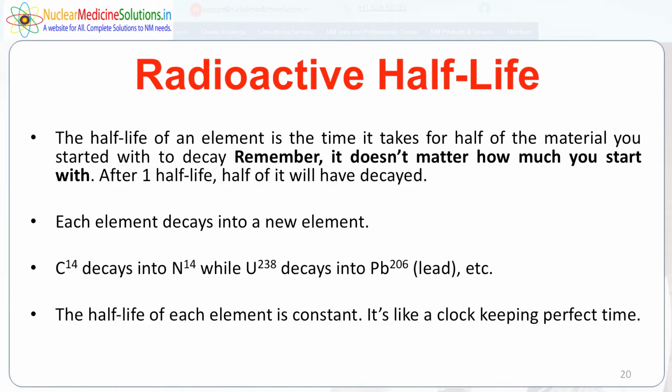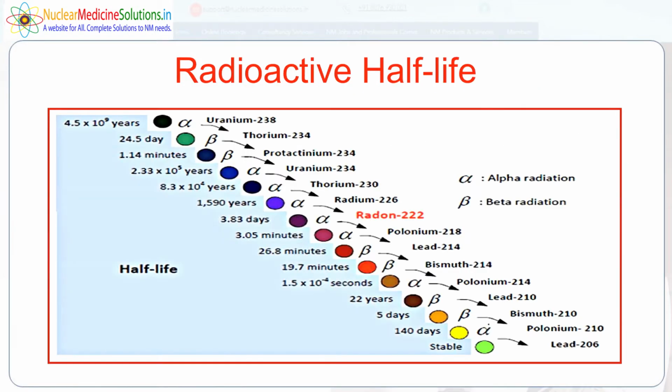Whatever the physical or chemical form the radioisotope is in, the half-life never changes. Half-life is always the time in which half the radionuclide decays from its original value, and that remains constant. In this particular picture, you see radioactive half-life, starting from uranium-238 and how it comes to lead-206.